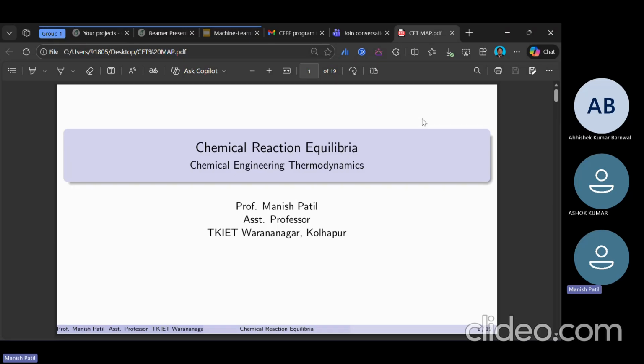So myself, Professor Manish Patil, Assistant Professor in TKT Varnanagar, Kolhapur. I'm going to present my slide on chemical reaction equilibrium for the CEEE program at IIT Delhi.